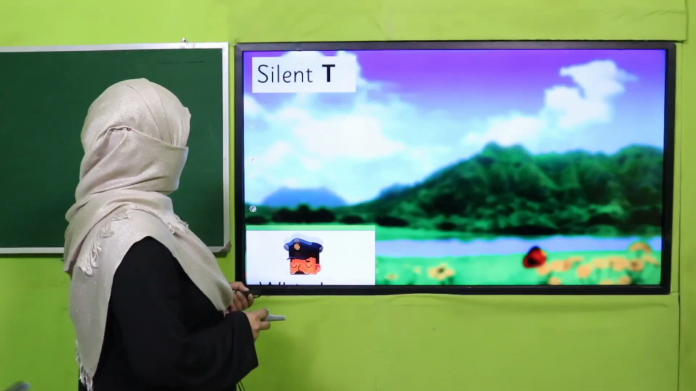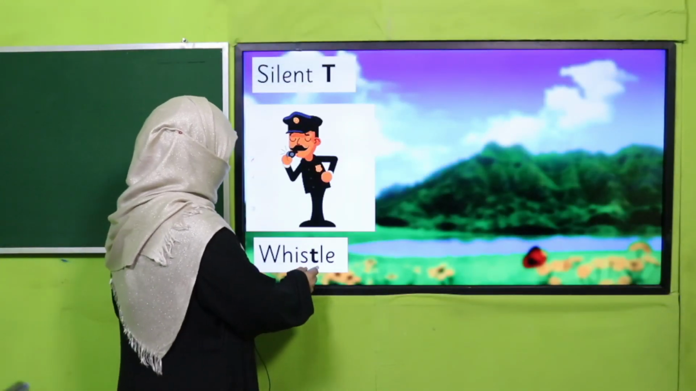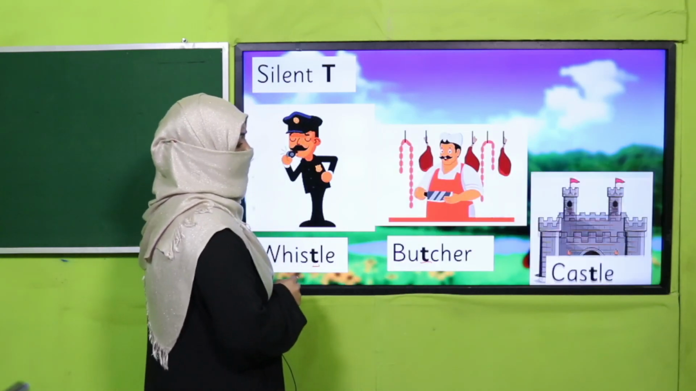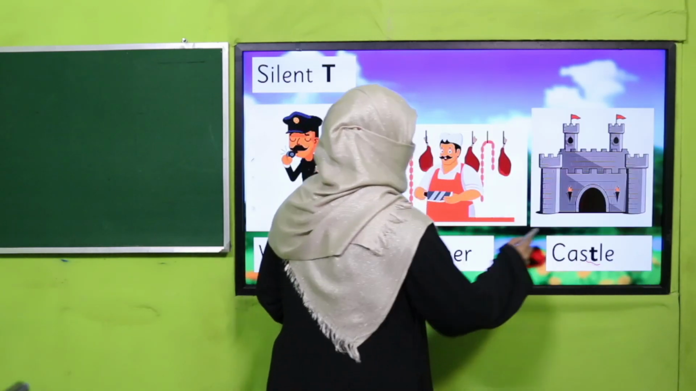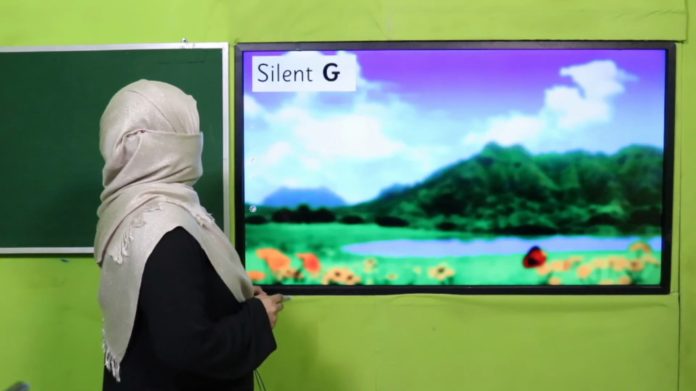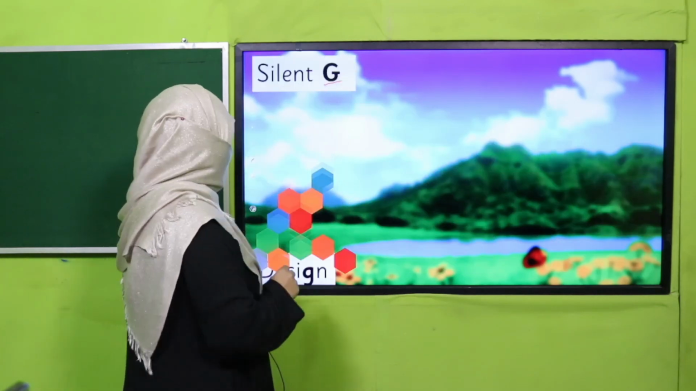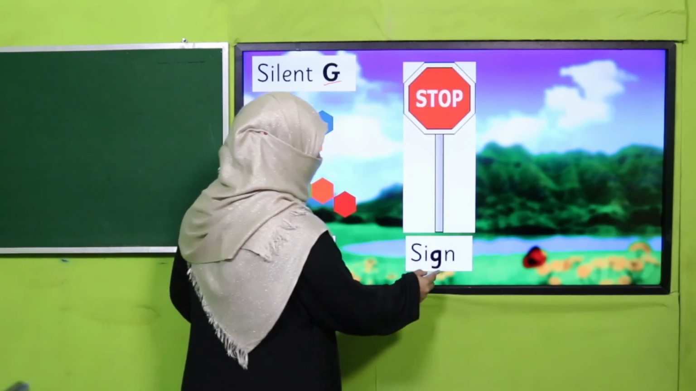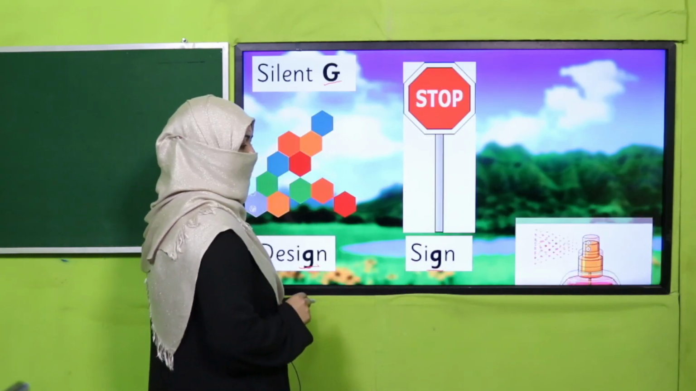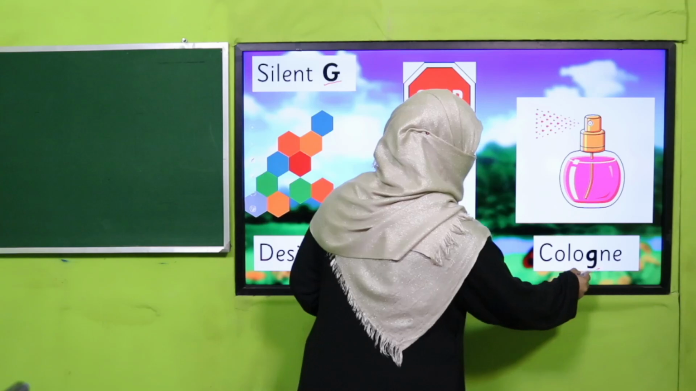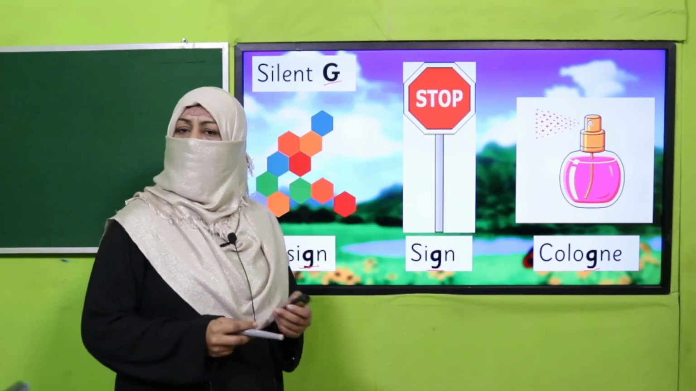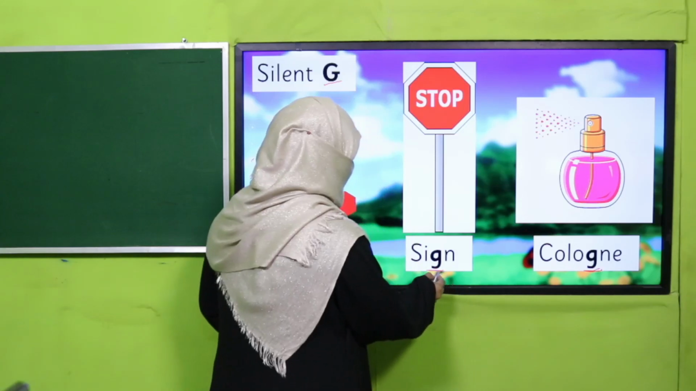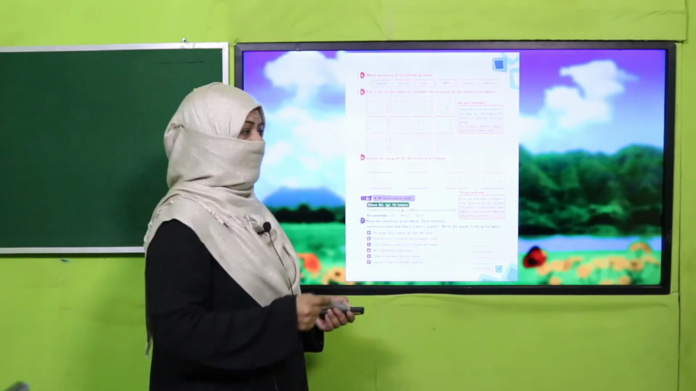So there are few words I'm going to share with you. This is silent T and the word is whistle. Here T is silent. Butcher, T is silent. Castle, T is silent. Silent G. Design, G is silent. Sign, G is silent. Clone, G is silent. So how these letters, though they are there in spellings, how are they silent? We are going to learn the rules.